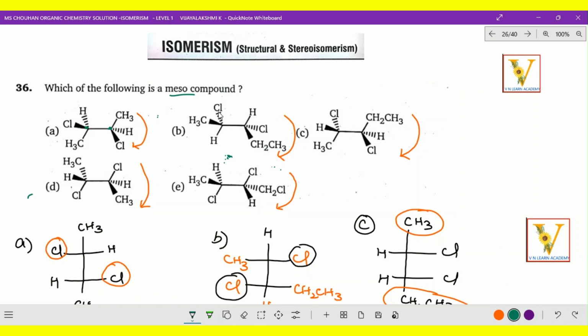And the next one, what is it? Optically inactive. Optically inactive means it cannot rotate plane polarized light. And one more thing here: all optically inactive compounds need not be meso. Yes, come on, let us check. Here they have given the compounds A, B, C, D, E. Now, in this, which is the correct option?